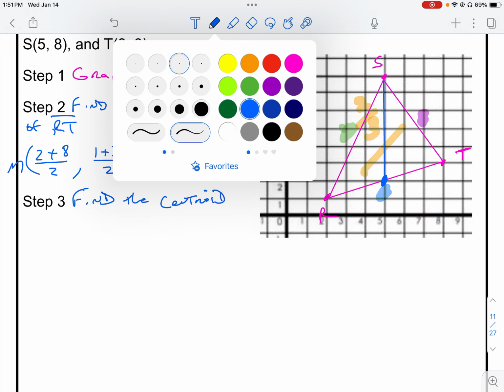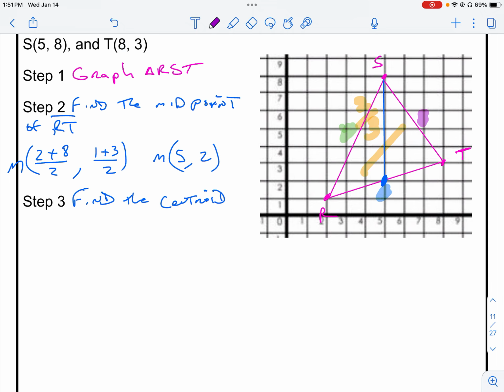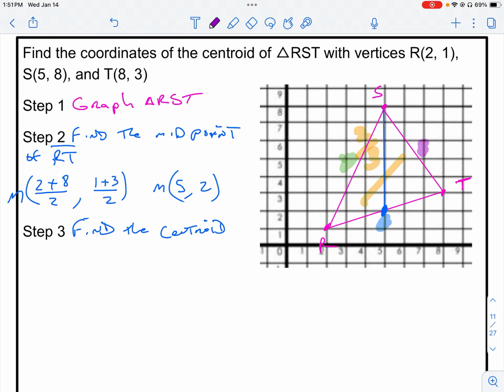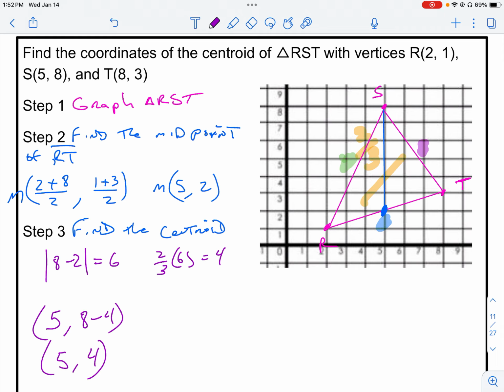Let's do it both ways, just for fun. So we're going to find ST, and the equation of this line is x equals 5. So we can use the shortcut method and just do the absolute value of 8 minus 2, so that's 6, and 2/3 of 6 equals 4. So if I start at S, I come down 2/3, I get 8 minus 4, or 5, 4, and there's my centroid P, 5, 4, right about where we thought it would be.